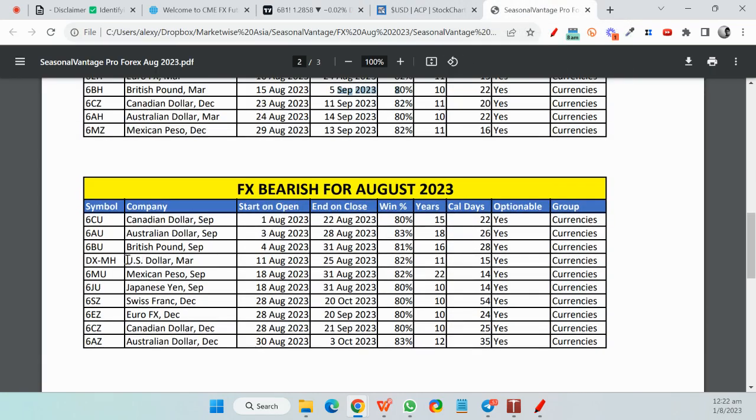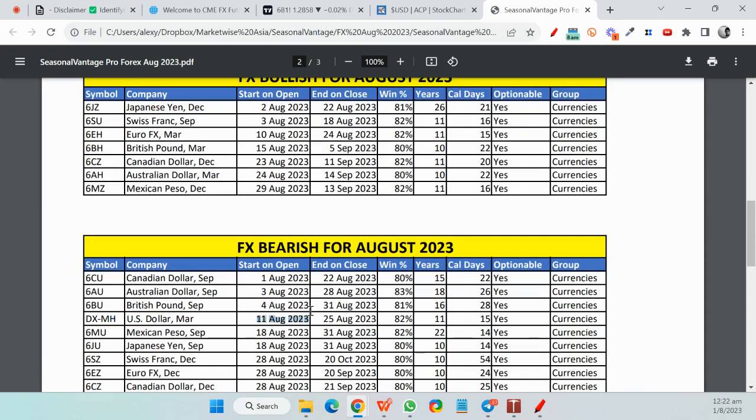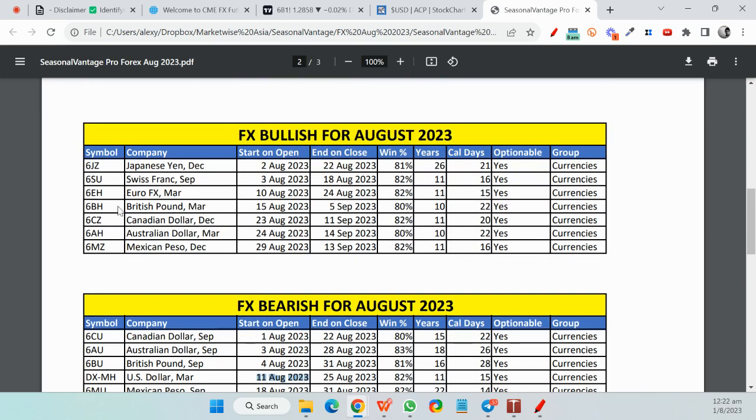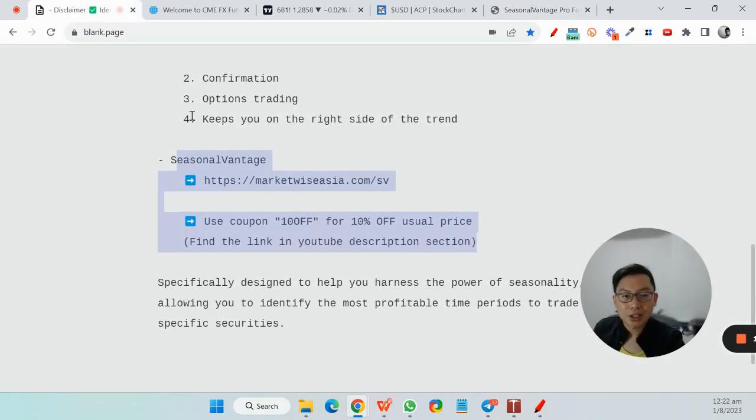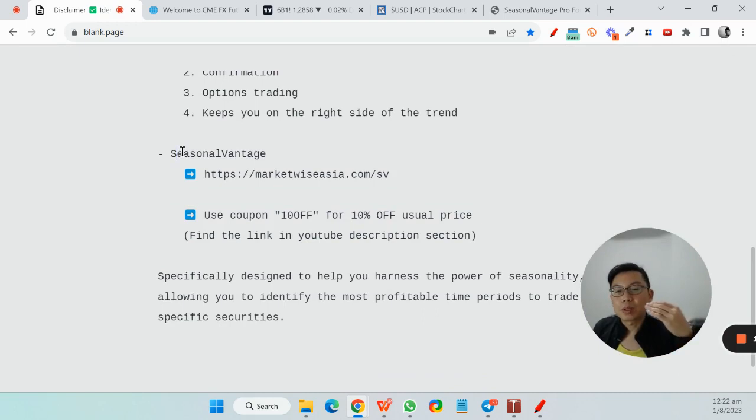So I think the key thing that you want to take note of based on the SeasonalVantage is that the US dollar tends to depreciate in August, from 11th August to 25th of August. This is a short time frame, and the rest of the currencies like the Euro, Pound and Canadian dollar tend to appreciate against the US dollar in August. So you want to take reference to all these calendar dates, and this is how you use the SeasonalVantage.